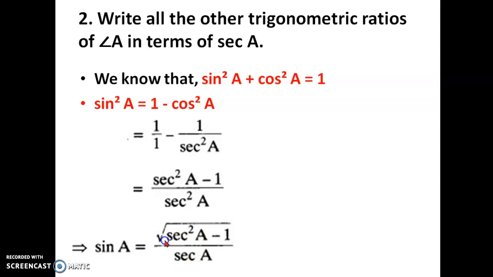In the numerator, you can't do anything because secant square A minus 1 is there. You can't remove the root, so leave it as such. Now next, cos A. What is cos A? Cos A is 1 by secant A. So that is the answer because it is represented in terms of secant A.